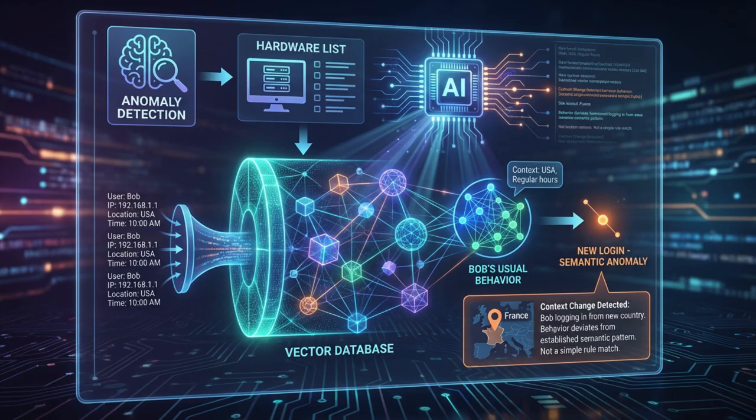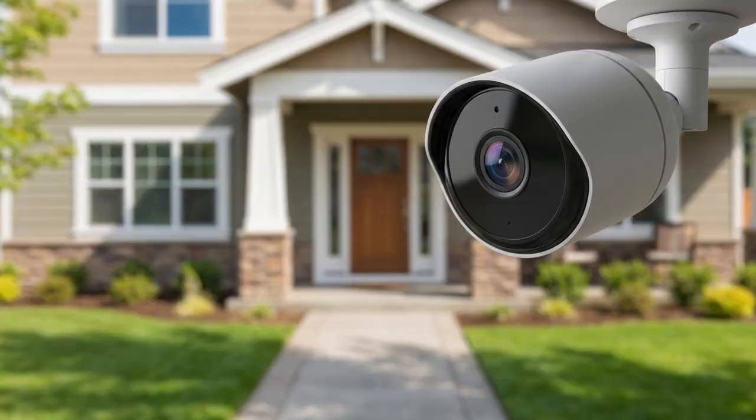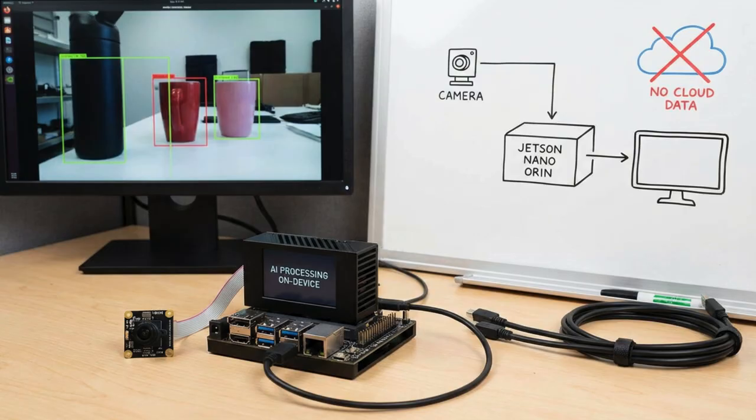But what if you need to detect anomalies on a security camera right at the front door? You use Edge AI. The exam hardware list explicitly mentions the NVIDIA Jetson Nano Orin. This is a small, powerful computer that runs AI models locally on the device. It processes the video feed instantly without sending data to the cloud. This reduces latency and increases privacy.